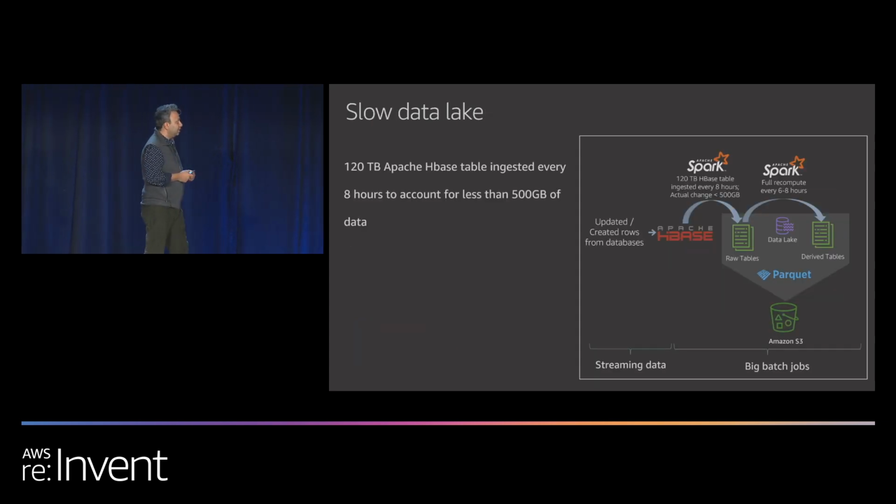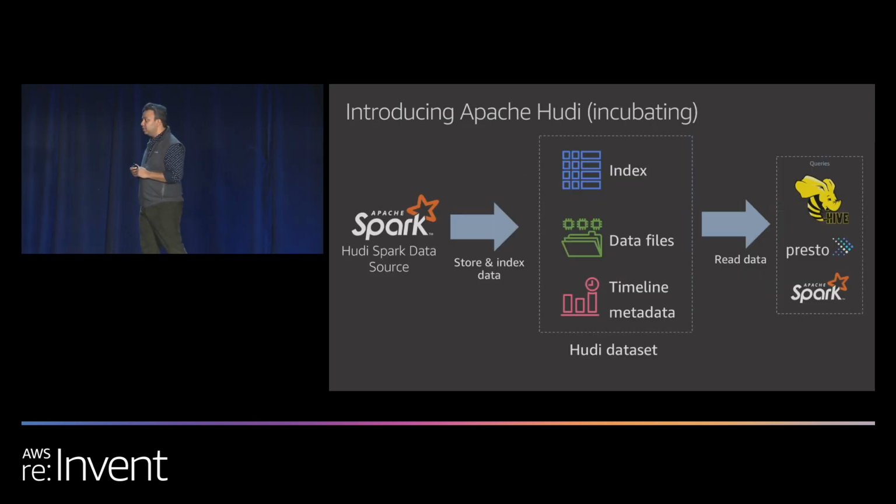So in their case, they had an HBase table, and the HBase table was roughly about 120 terabytes, and they were recomputing those HBase tables on an everyday basis, and it would take 8 hours for just incremental 500 gigs of data. So spinning pipelines for 8 to 9 hours to recompute all of the data to accommodate 500 GB of incremental data sounds like something that we need to fix. So that's where Hoodie comes into the picture.